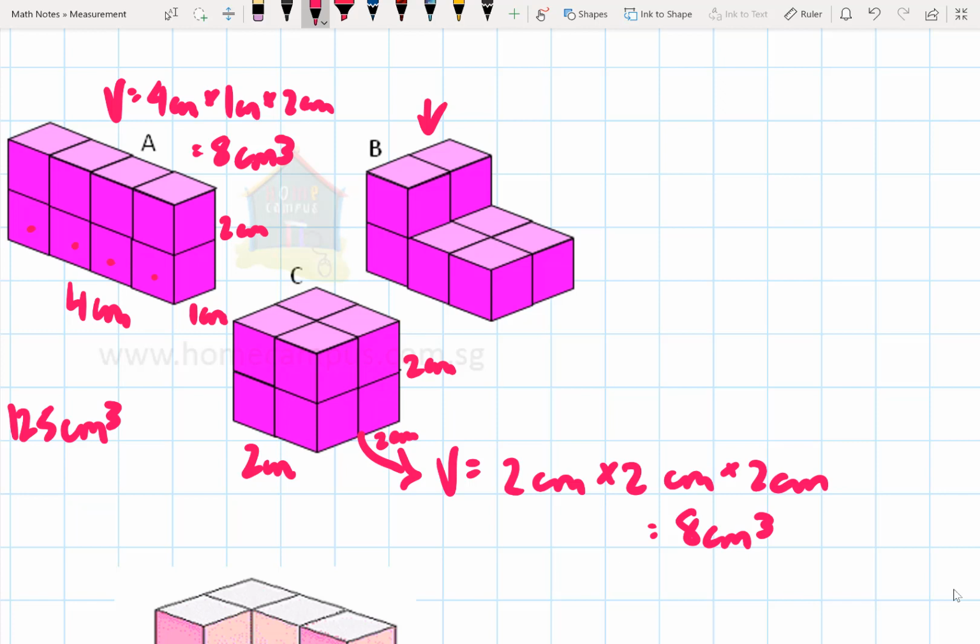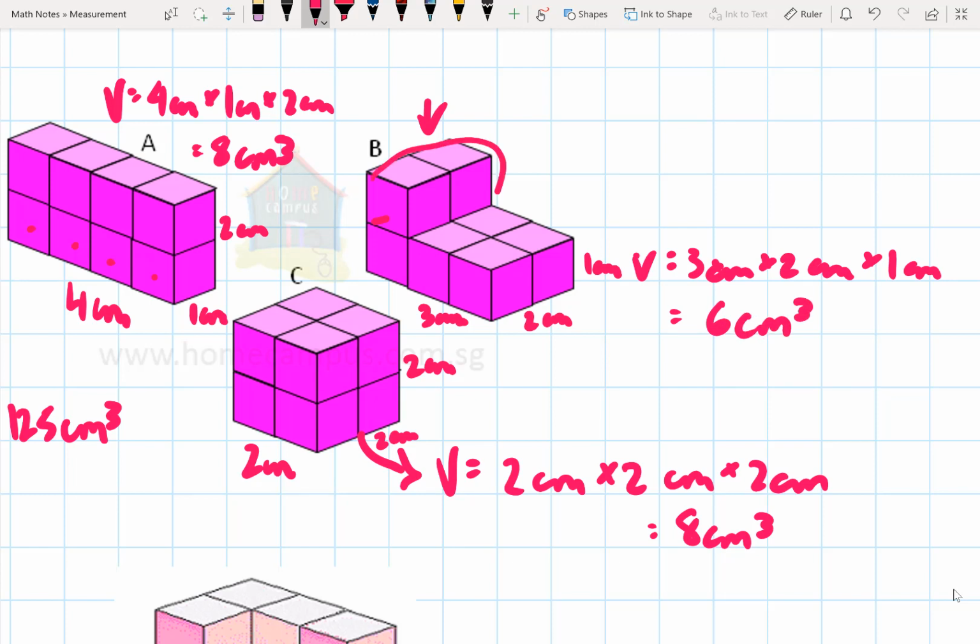of the cubes. So once again, this layer here, the bottom layer, would be 3 centimeters by 2 centimeters by 1 centimeter. So the volume of the bottom layer is equal to 3 times 2 times 1, which is equal to 6 centimeters cubed. And then the volume of this top layer is 2 centimeters cubed. So it's going to be 6 centimeters cubed plus 2 centimeters cubed, which is equal to 8 centimeters cubed.